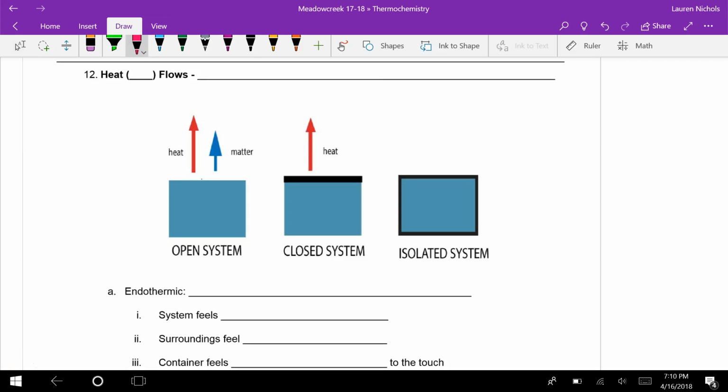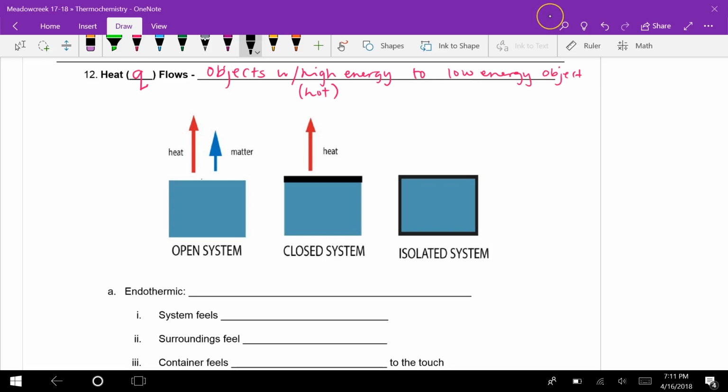About how heat flows. So heat, which again, remember the symbol for heat is a Q, is going to flow from objects with high energy, or hot objects, and it's going to flow to low energy objects. Oops, wrote the word energy two times. So low energy objects.